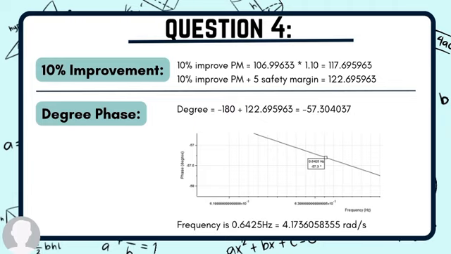To find the degree, we first need to subtract 180 from the 122. It is equal to 57.304. In the Bode plot, we find the negative 57.304 degrees, and then we record the frequency, which is 0.6425 Hz, equal to 4.1736 radians per second.